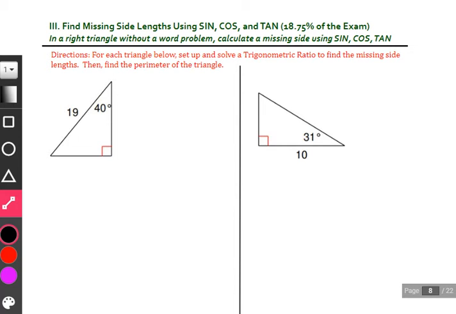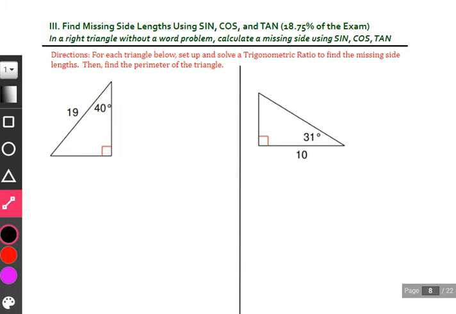Hey everybody, so we are now into part 3 of the review in which we're going to have to use trigonometric ratios to find missing side lengths. Added to this is also finding the perimeter, but please understand your test will have you find single side lengths and also sometimes find perimeter. Those are two separate problems.